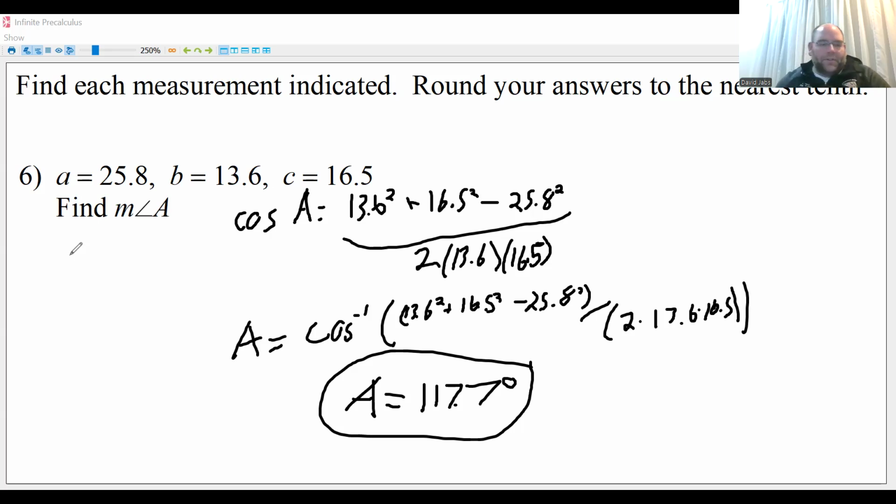Okay, so 5 to 7 minutes. Pause the video, have them work through it, and then they can double check their work here in a couple of minutes.